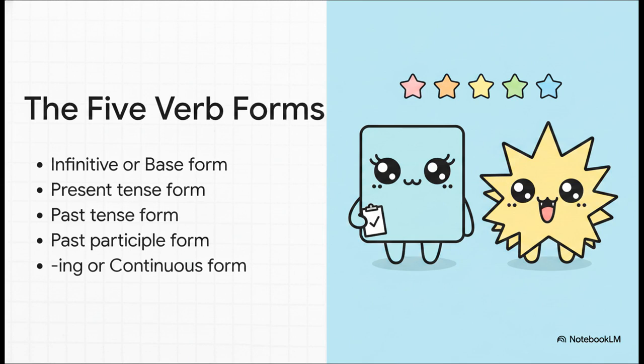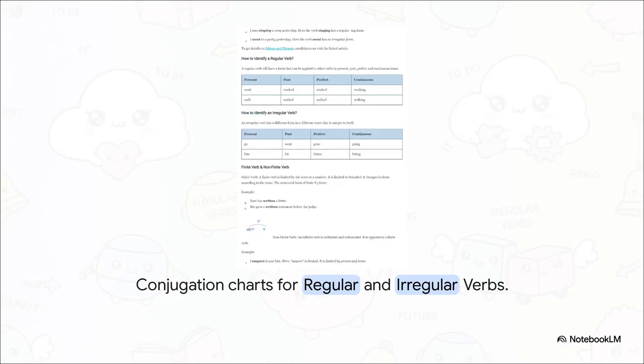How a verb reaches that past tense form determines whether it is playing nice by the rules as a regular verb or going completely rogue as an irregular one. Regular verbs, like work and walk, follow a beautifully neat, predictable pattern. You want past tense? Just add ed to get worked and walked. Simple. But irregular verbs? Totally unpredictable.